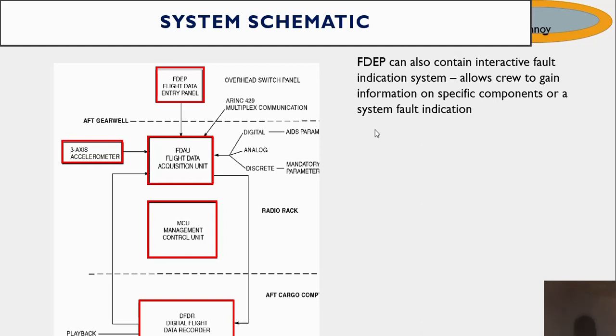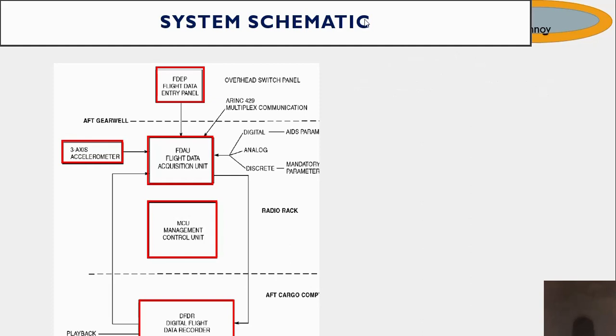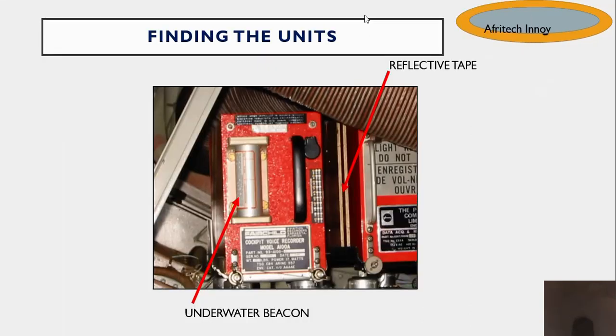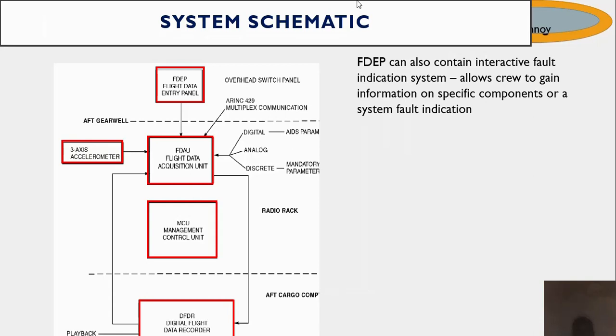Thematic. FDEP can also contain interactive, FDEP, what is that? Okay. It contains the interactive fault indication system, which allows the crew to gain information on specific components or a system fault indication. Flight data entry, something. Okay.